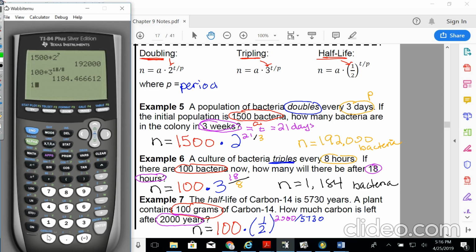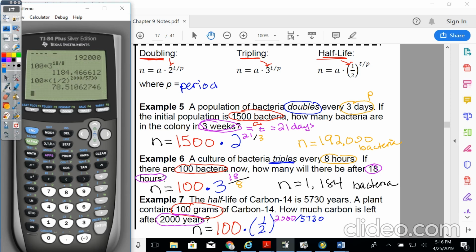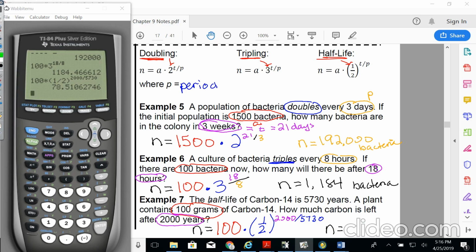So then we just put this into the calculator. Times 1/2 to the, and then we just divide these. 2,000 divided by 5,730. So N equals, and we can't have decimals here because we're talking about grams. So we can say 78.5 grams of carbon. So again, it hasn't even lost that much. It's been sitting for 2,000 years, but it hasn't lost much of the carbon that it started with.